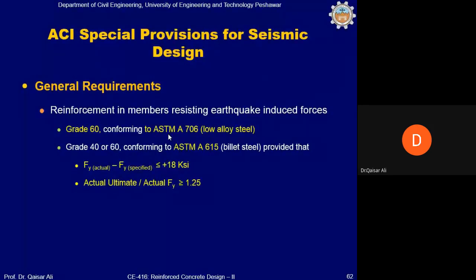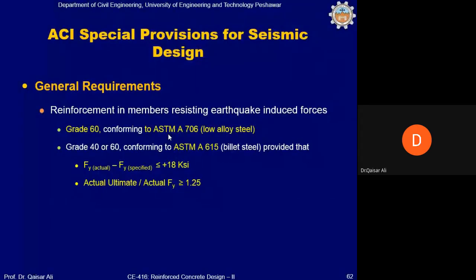If we are using steel which conforms to ASTM A615, which is a billet steel and very common steel produced everywhere all over the world, the most common steel type is the one which conforms to ASTM A615, and this is also called billet steel.